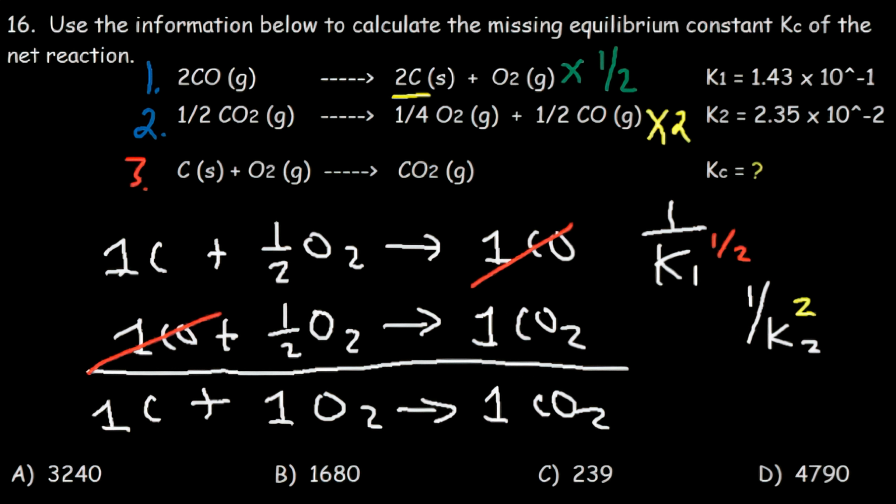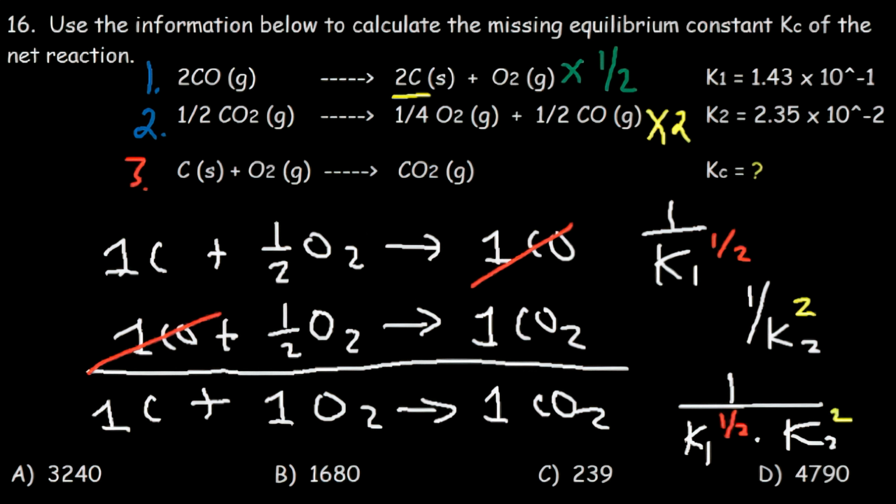So now, what is the equilibrium constant for the third reaction? Do we add 1 over K1 raised to the 1/2 plus 1 over K2 squared? Or do we do something else? Now, if it was Hess's law using enthalpy, we would add the enthalpy values. But because we're dealing with the equilibrium constant, we have to multiply them and not add. So it's going to be 1 over K1 raised to the 1/2 times 1 over K2 squared.